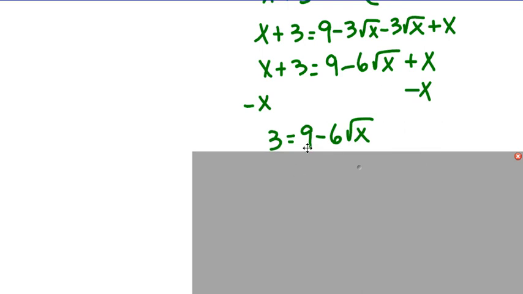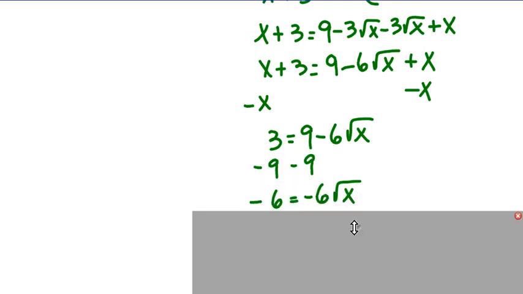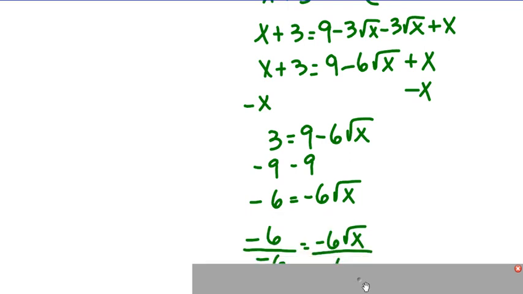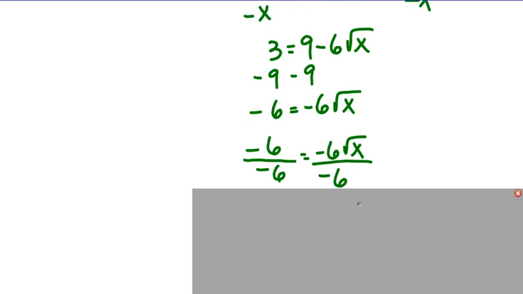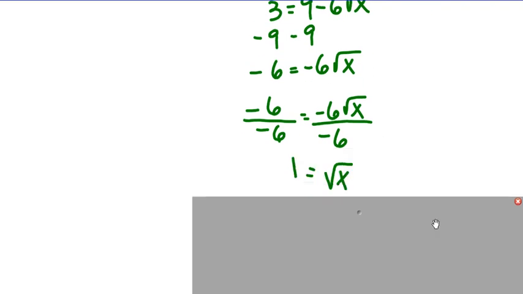Then we want to combine the constants, because again, we're trying to get that radical by itself. So perhaps subtract 9 from each side. To get the radical by itself, we have to undo this multiplication. So let's divide by negative 6 on each side of the equation. So we have 1 equals the square root of x.